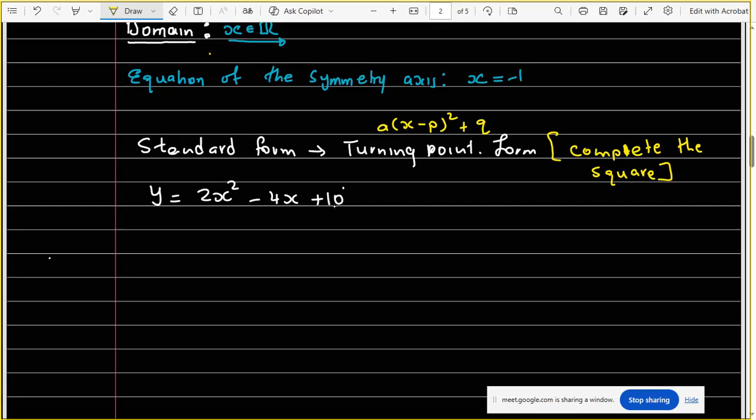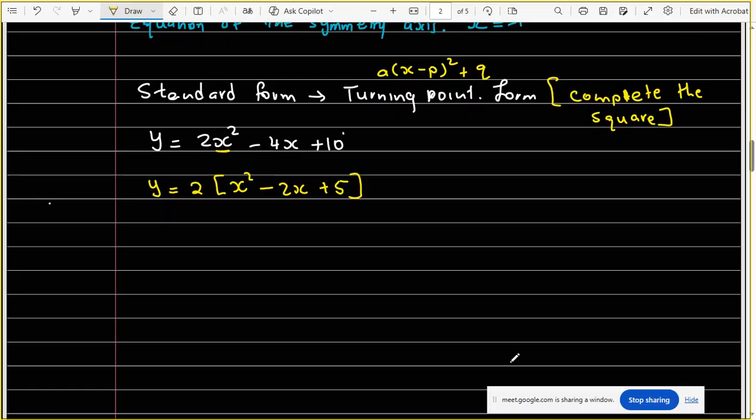First thing first, when you complete the square, make sure that the x squared is on its own. So what I'm going to advise you is to take out the 2 as a common factor. That's number one, because I need the x squared to have the coefficient of 1. So I'm going to take the 2 out as a common factor. Then I'm left with x squared minus 2x plus 5. Are you happy with that? Yes, I am.